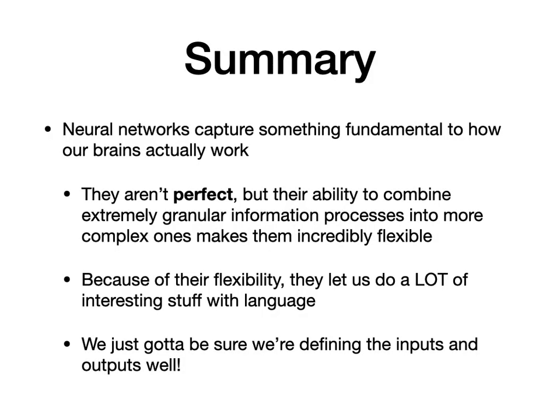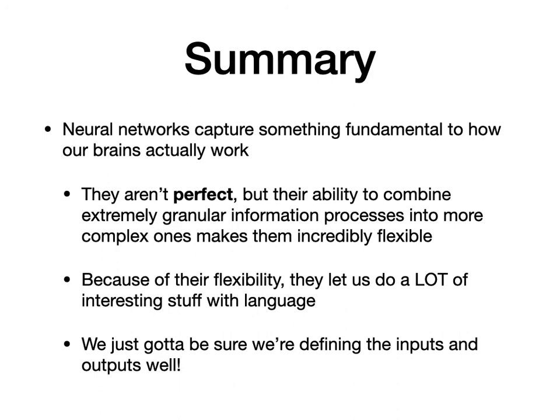So, in summary, neural networks capture something fundamental to how our brains actually work. They aren't perfect, but their ability to combine extremely granular information processes into more complex ones makes them incredibly flexible. This is also what your brain does. Because of their flexibility, they let us do a lot of interesting stuff with language. We just got to be sure we're defining the inputs and outputs well. And that's it. That's the concept for you.